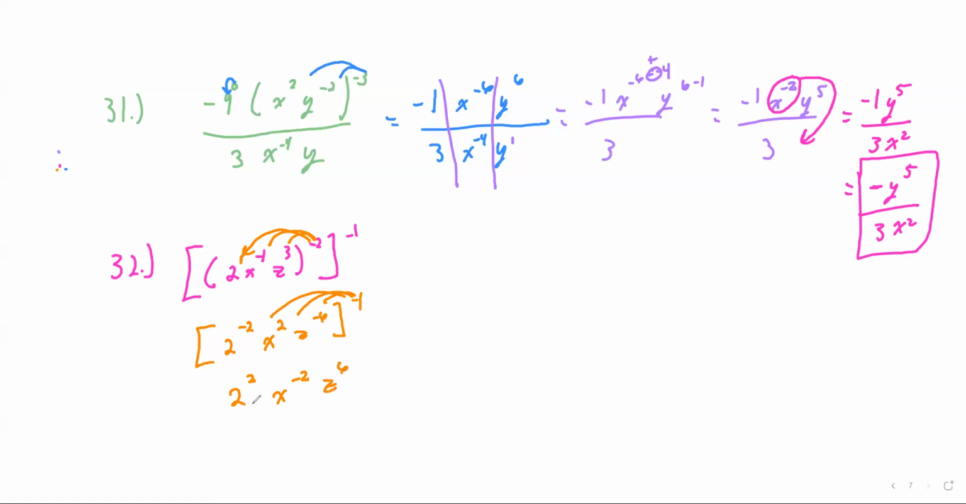So now that I'm at this point, I just want to make sure I take any negative exponents and I bring it to the bottom of the fraction. And then I work out any exponents. So 2 squared would be 4z to the 6, because now the x is on the bottom of the fraction.